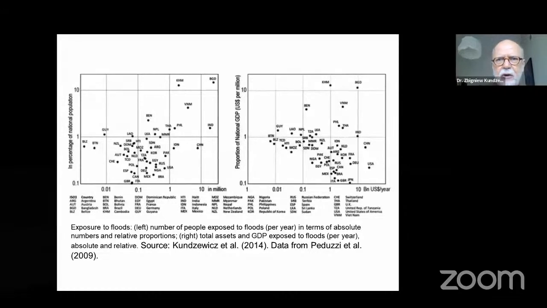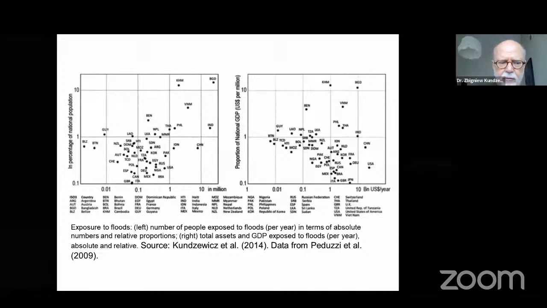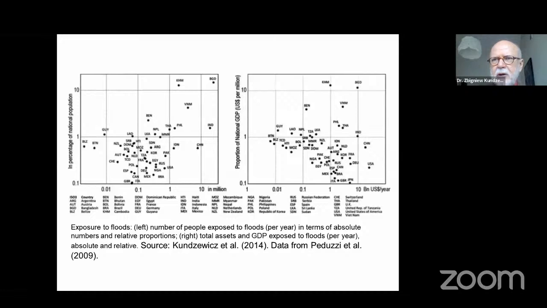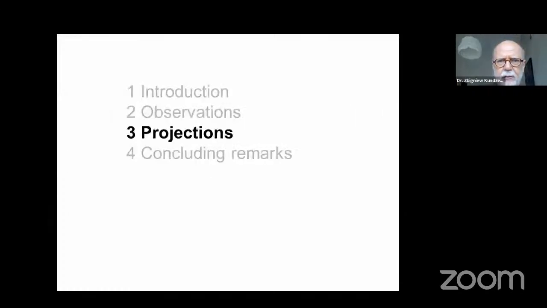Bangladesh, Cambodia, and Vietnam are the three most vulnerable countries. To the right, there is the exposure of total assets and GDP. On the x-axis, absolute; on the y-axis, relative proportion. Again, the same countries: Bangladesh, Cambodia, and Vietnam. So the USA is most exposed as far as the sum of total assets is concerned, but this is only a small proportion of national GDP because the United States is a very rich country.